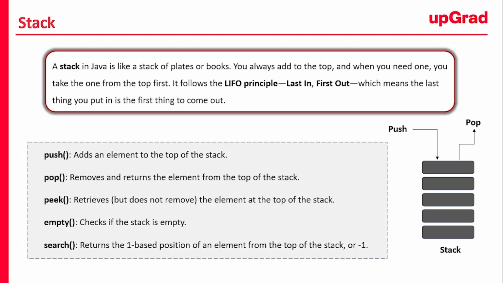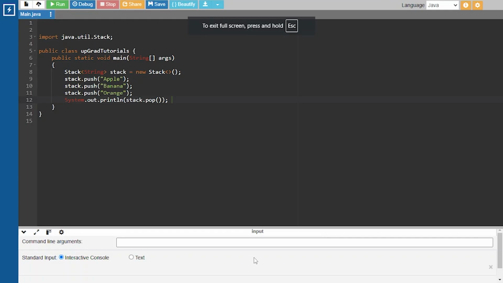Very simple. And then there is empty. It basically checks if the stack is empty. Then search is there. It returns the one-based position of an element from the top of the stack, or -1. It is not that important, but you can have a look at it if you want. So now let's have a look at its code. This is the code for stack.